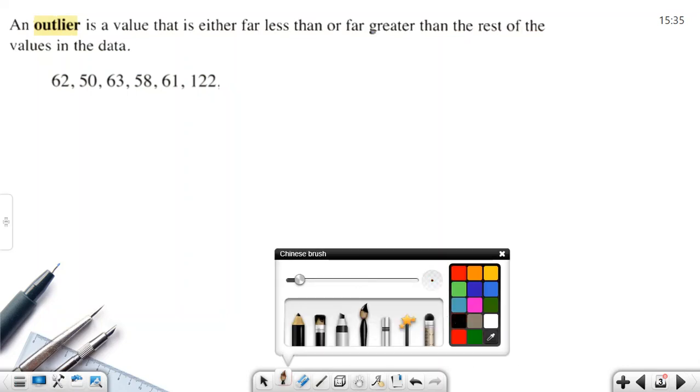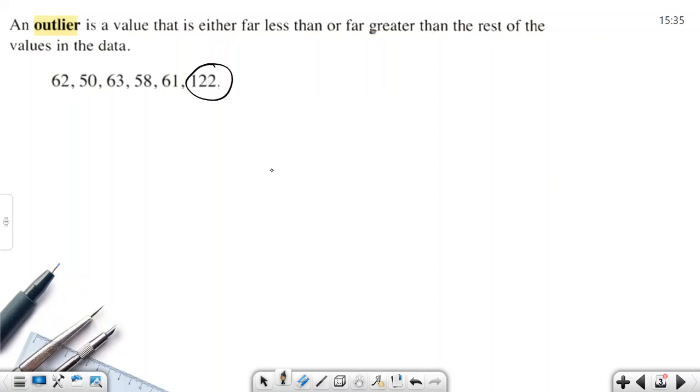Okay, let's show some examples here. An outlier is a value that is either far less or far greater than the rest of the values in the data. So outlier means far away from the set. It can be far less or far greater. In this example, what's the outlier? 122 is an outlier. All the other values are around 60 maybe: 50, 58, 63. So it's around 57 you can say. But 122 is far away from the group.